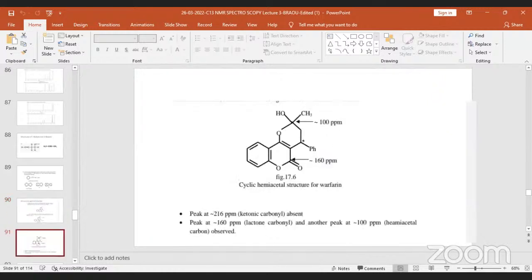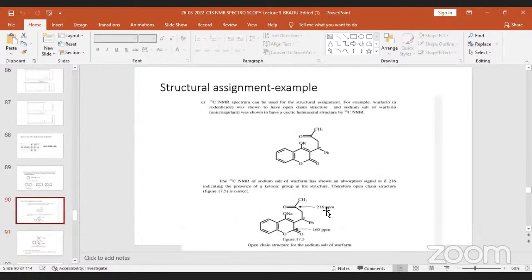So what does it mean? In warfarin, the carbonyl is not free, whereas in the case of the sodium salt of warfarin, the carbonyl is free. That is why it is observed at 216 ppm. And here also a 160 ppm signal is there. That is the cyclic ester carbonyl, which will be observed in the same place, at around 160 ppm.